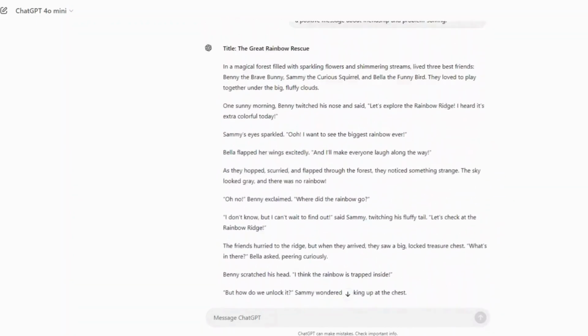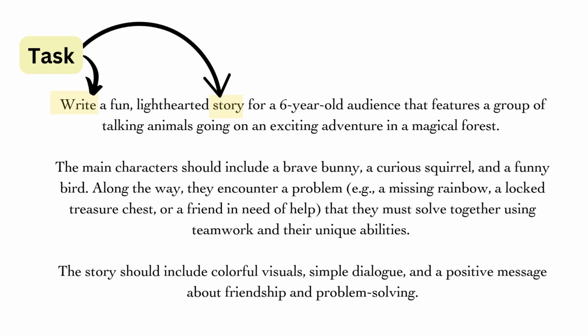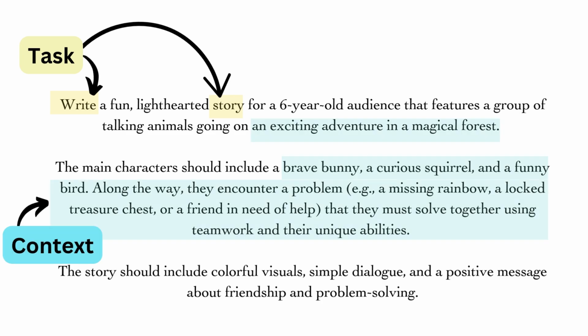Let's break down the prompt. The task is to write a fun, lighthearted story. The context is that the main characters should include a brave bunny, a curious squirrel, and a funny bird. Along the way, they encounter a problem, for example, a missing rainbow, a locked treasure chest, or a friend in need of help, that they must solve together using teamwork and their unique abilities.